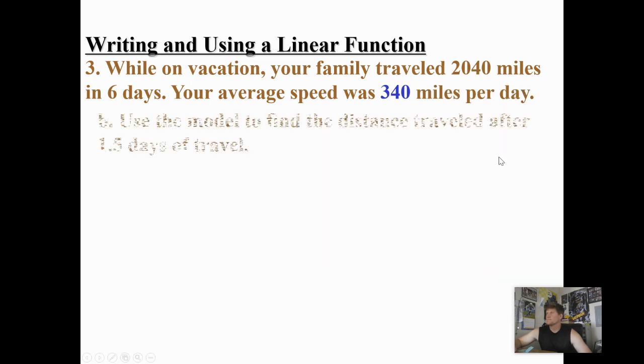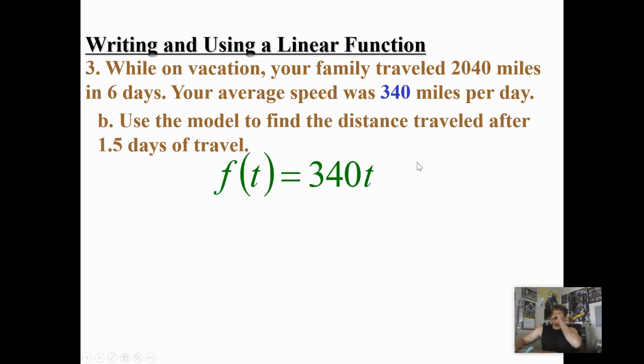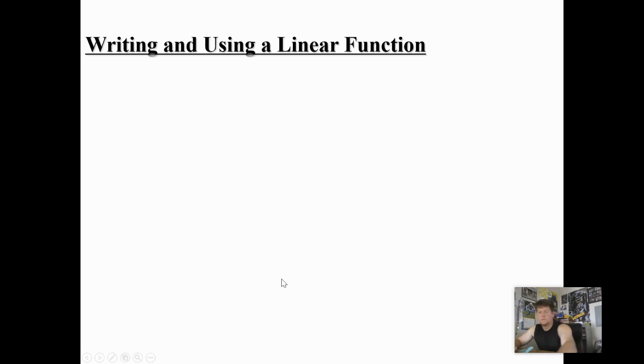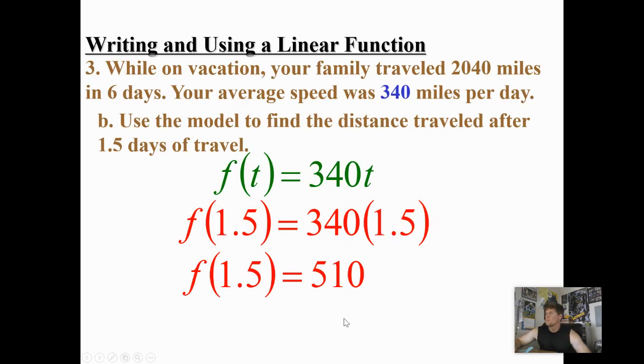Next one. Use the model to find the distance traveled after a day and a half. So the model that we just came up with, that equation, that function we came up with, we're going to use, but now we want to use it for 1.5 days instead of the grand total of 6. So we're going to take that 1.5 as our input, plug it into our function, find the output. 340 times 1.5 gets me 510. We traveled 510 miles in 1.5 days.